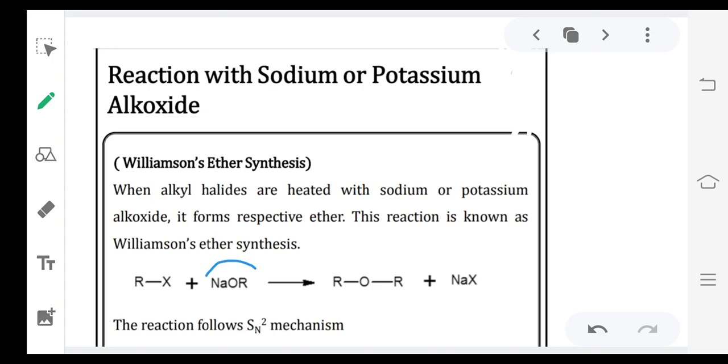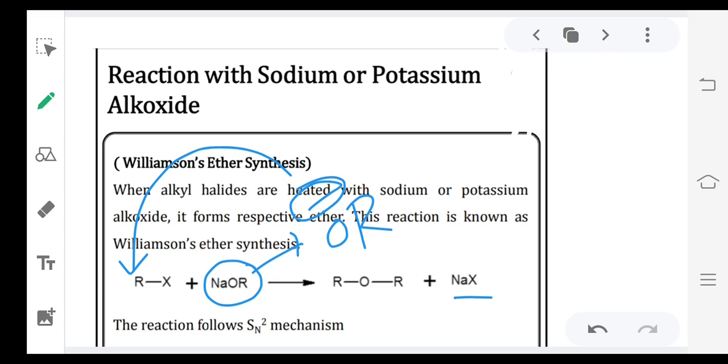Next, reaction with sodium or potassium alkoxide. So this is an alkoxide. It gives alkoxide ion, that is RO minus. So the negative charge on oxygen will interact with this carbon and X is eliminated as NaX, and we will get the ROR compound. So this ROR compound is called an ether. That's why this process is also called Williamson's ether synthesis. So this is one of the important methods to prepare ethers.